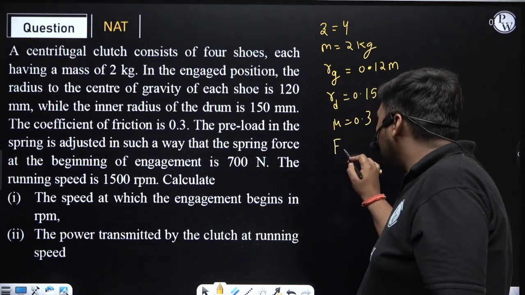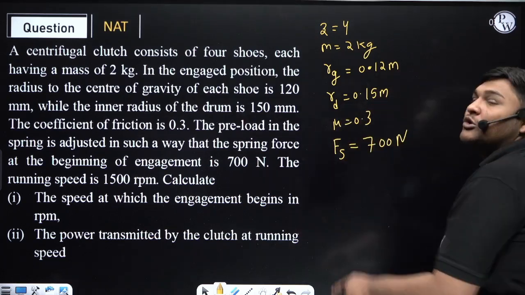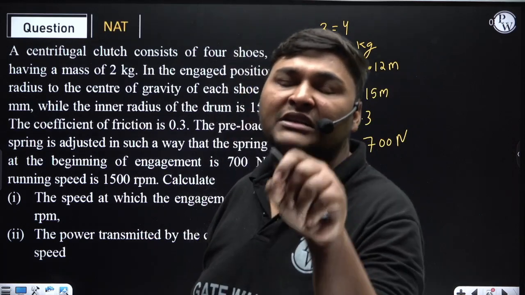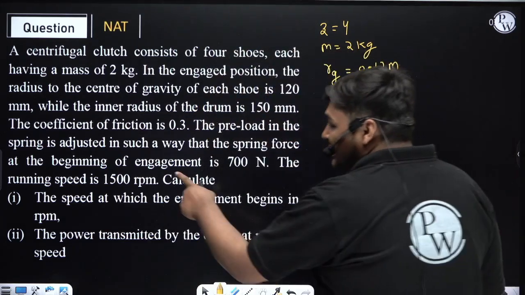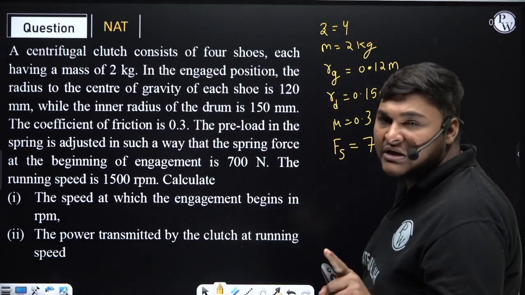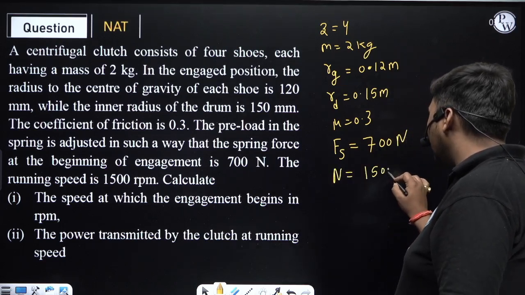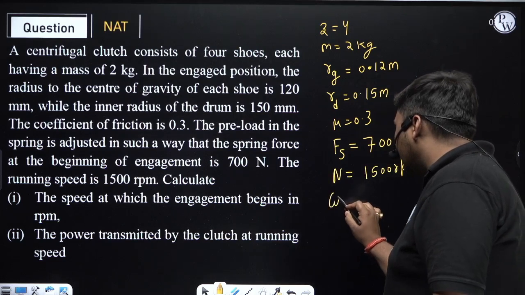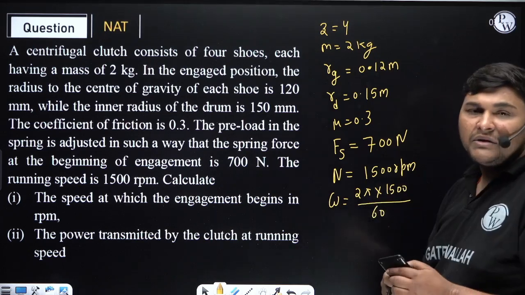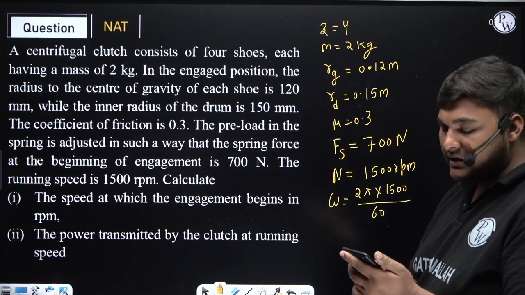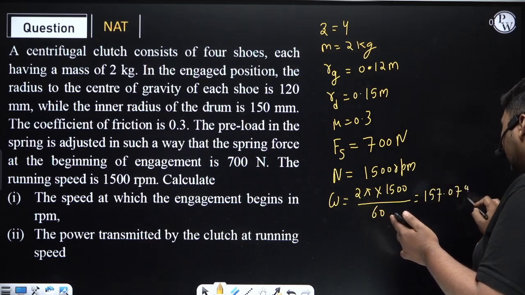So here, can I say the spring force at all engaged positions, that is Fs, is equal to 700 Newton. And it will be equal to the centrifugal force at just engaged position, that is Fc1, which is mRg omega 1 square. But that is a different thing. Now the actual running speed is given in RPM. So I am denoting the actual running speed in radian per second as omega, and the actual running speed in RPM as capital N, which is 1500 RPM. We can convert this into radian per second: omega is 2 pi N by 60, that is 2 pi into 1500 divided by 60. In radian per second, it comes to 157.079 radian per second.